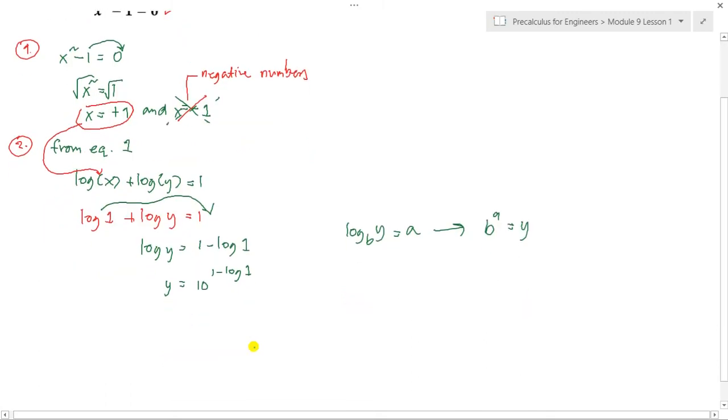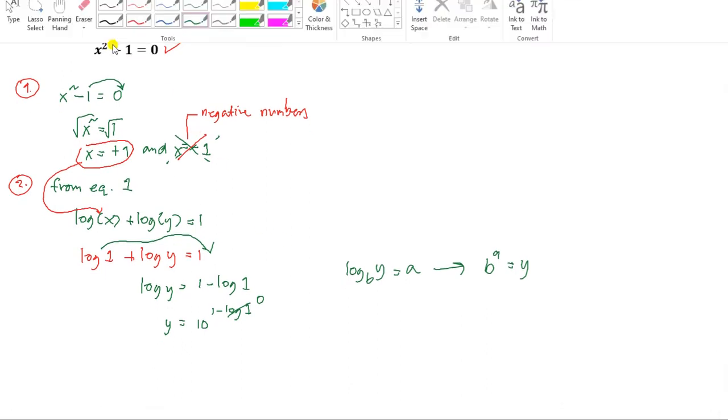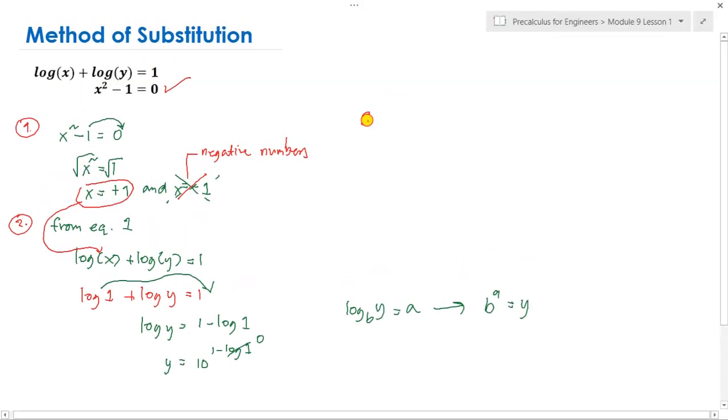So solving for y, that would be 10 raised to the power of 1 minus the log of 1. That would be equal to 10, since log of 1 is 0. So therefore our y here is equals to 10. Now we already have a solution, an ordered pair, that is x is 1 and y is equals to 10. So that is the solution.